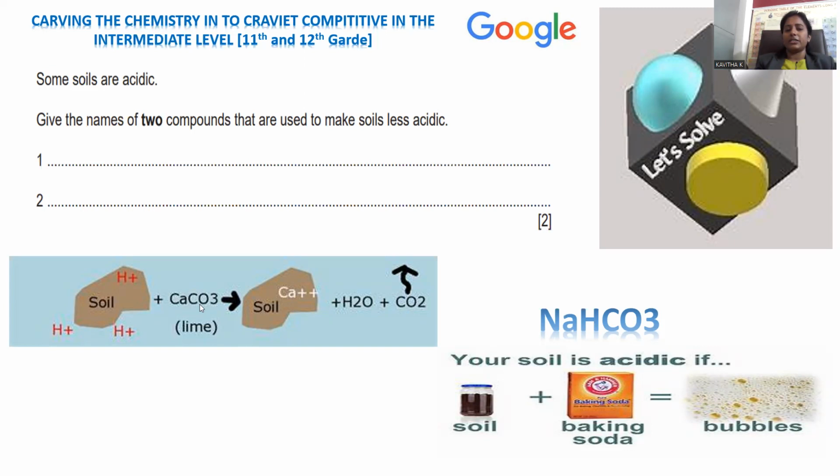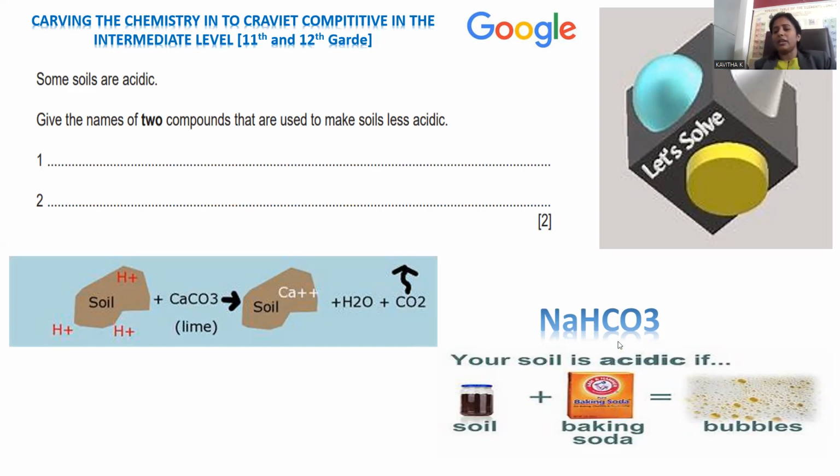Here you are adding calcium carbonate or else sodium bicarbonate. They are asking for 2 compounds. I am taking one of the compounds as lime. Lime is a naturally occurring compound, no? So whenever calcium carbonate is added to the acidic soil, we can neutralize. Neutralization is possible, and carbon dioxide will be evolved, and water is absorbed, percolated into the soil.